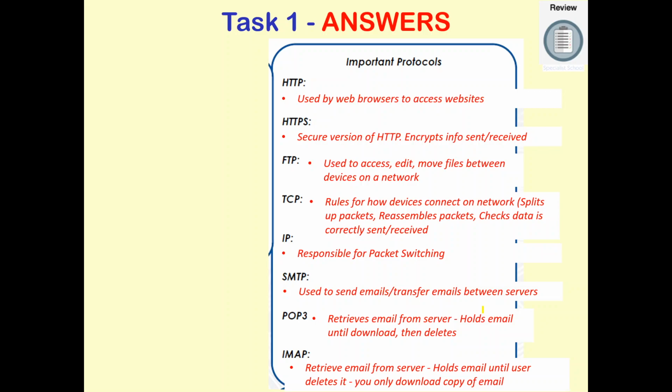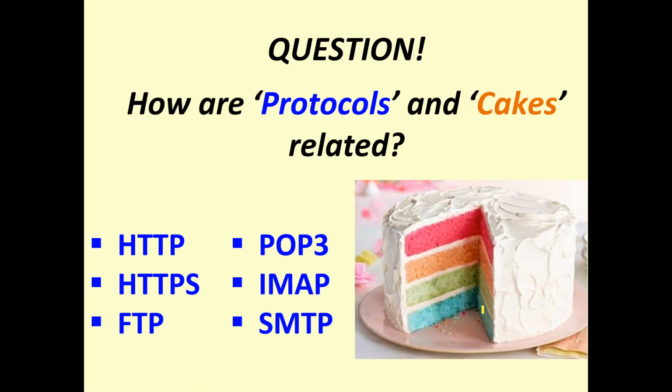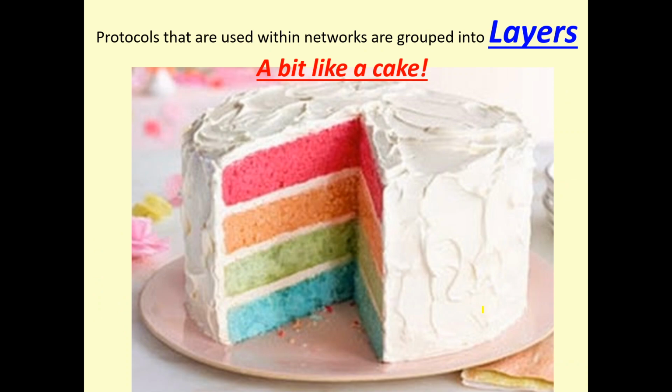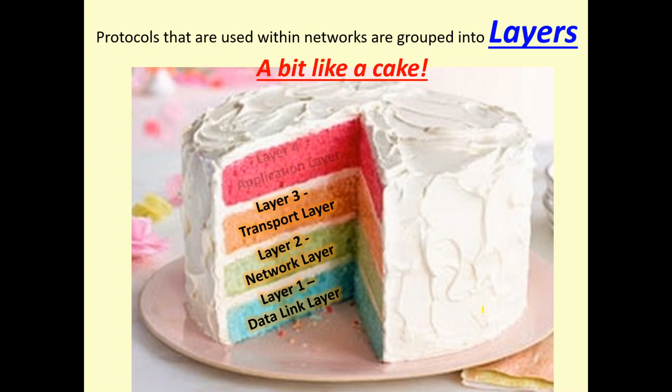Okay, one final thing to look at today. Protocol layers. So all those protocols we've talked about are organized into layers. How are they related to cakes? Well, because they are stored in layers. It's a good way to remember it, okay? So we have different layers that work on computers. We have data link layer, network layer, transport layer, and application layer.